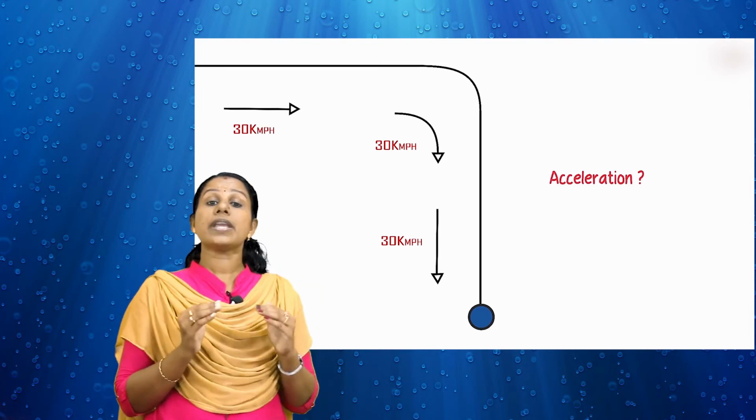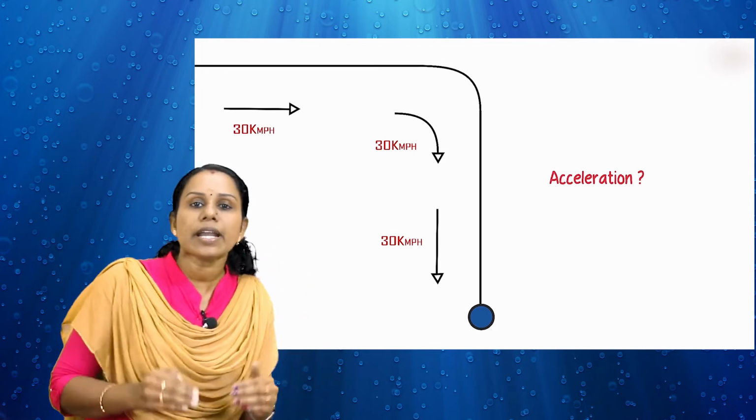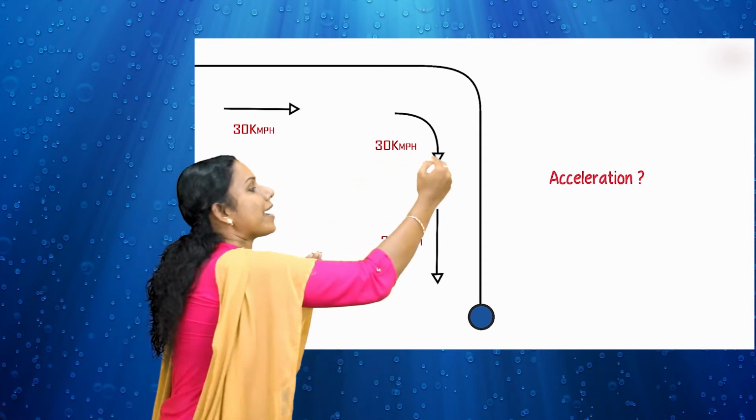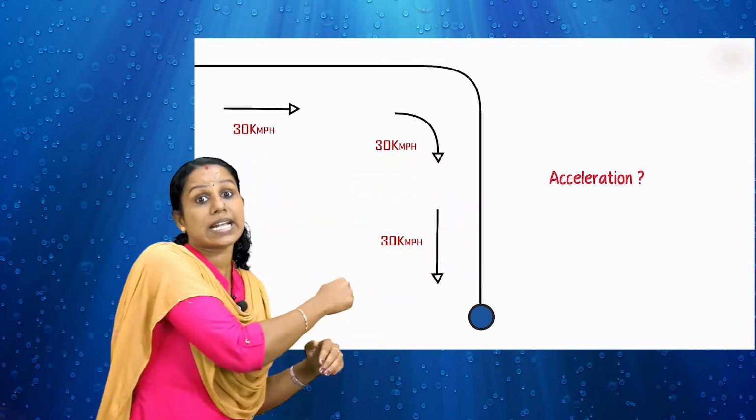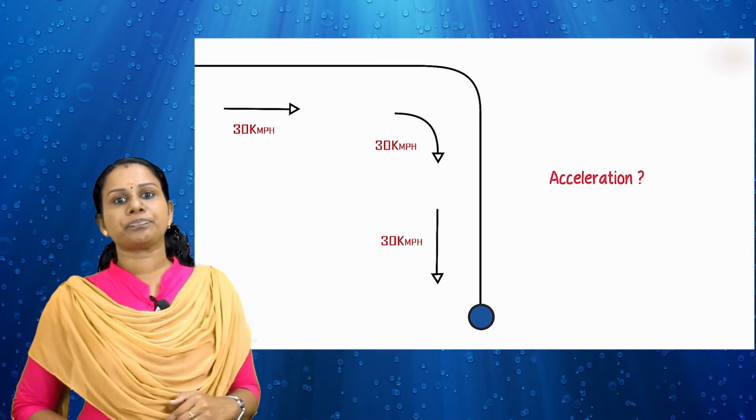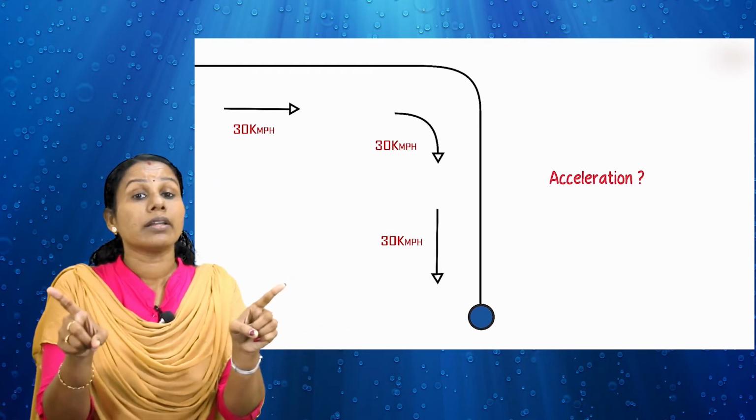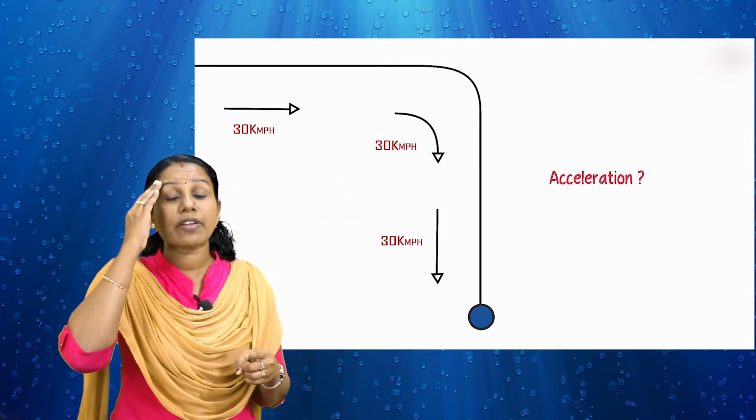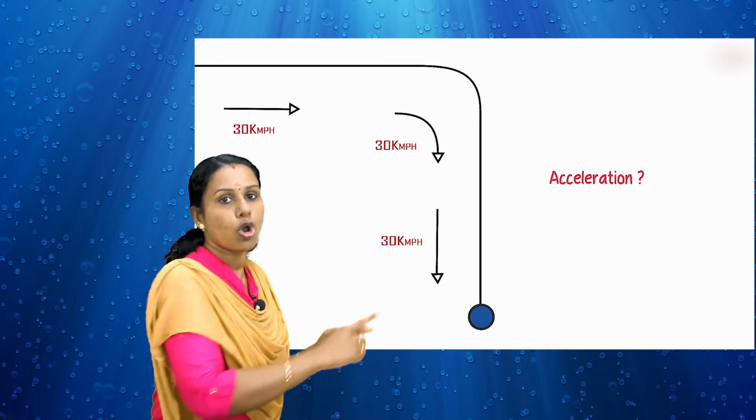So acceleration means change in velocity by time. Velocity means both the direction and the magnitude. Here the direction of the velocity changes, so the body is accelerating in this example. And never think that there is no acceleration if there is no magnitude change. So there we should check whether direction is also constant.